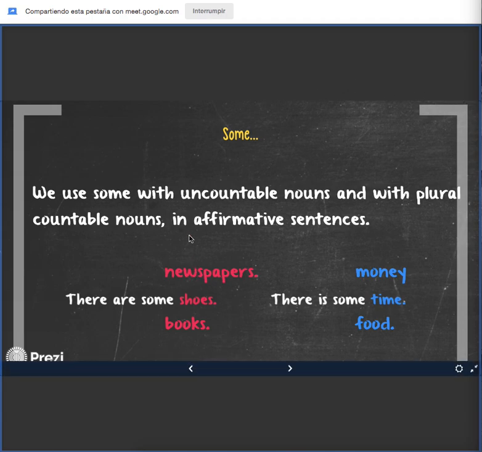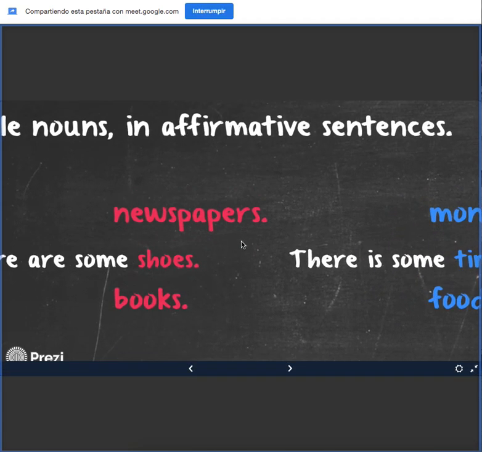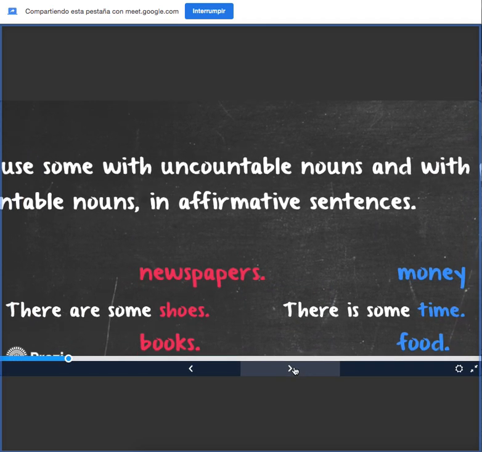But what happened? With uncountable nouns, well, every single kind of uncountable noun. In the case of countable, you have to pay attention because, first of all, you must use it with the plural form. Cuando estás usándolo con contables, tienes que utilizarlo con la forma plural. ¿Por qué? Porque, ¿qué significa some? What is the meaning of some? Es como algunos. Can you see? So, you are going to use it in countable and uncountable. In the case of countable, it must be in plural. And just in affirmative sentences, guys. Affirmative. Okay? Keep it in mind.